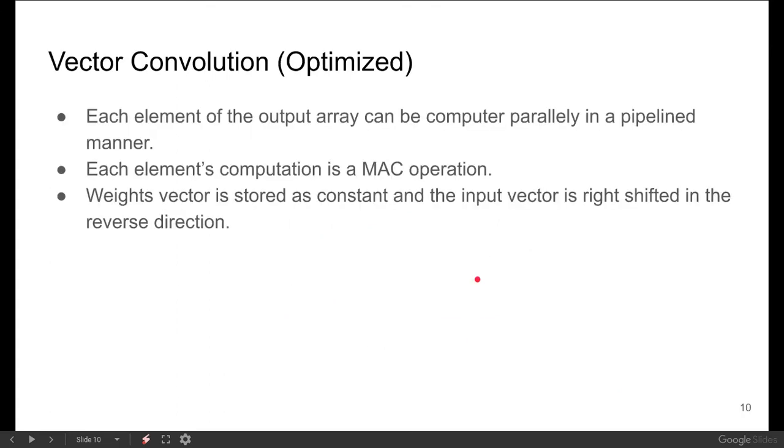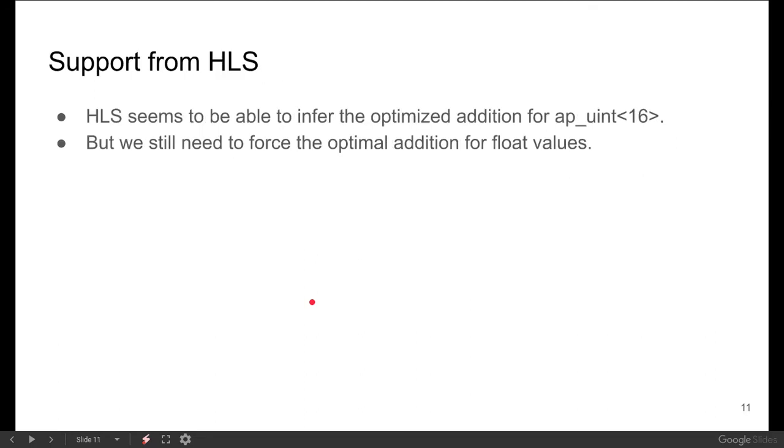So now let's look at a convolution example. How would we convolve? Well, each element of the output array can be computed in parallel, and each element's computation is nothing but a multiply accumulate operation. Suppose the weights of the convolution are stored in one array, and the other array is right shifted at every cycle, and at every cycle I'm computing the multiply accumulate operation of these two arrays, and using the architecture just discussed in the previous slide of parallel addition using binary trees, we can do this operation in a very quick fashion.